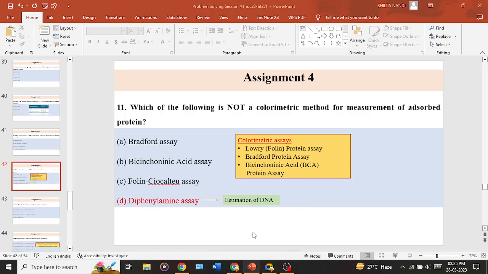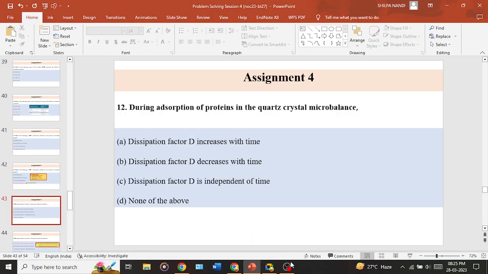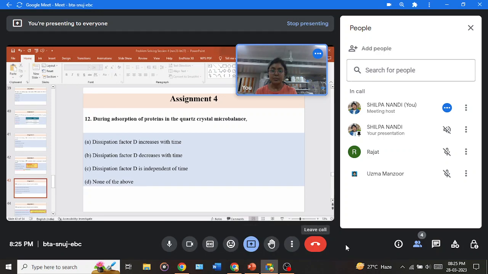Okay, we will move on to the next question, that is question number 12. During adsorption of proteins in the quartz crystal microbalance, that is QCM, an instrument based method for determination of protein, which of the following is correct? Option A is dissipation factor D increases with time. Option B is dissipation factor D decreases with time. Option C is dissipation factor D is independent of time, and option D is none of the above.